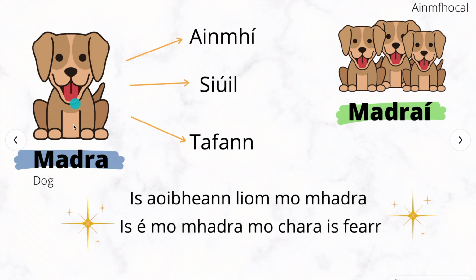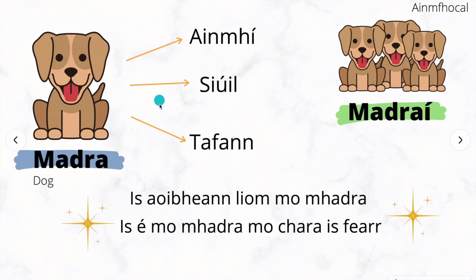So if we look here, I've picked the word dog, as you can see here, and I've included visual imagery, the picture, the actual word madra. This is all in Irish, by the way, in case you didn't know that. I included the word madra. Madra is a masculine noun, so I put blue in the background. Don't hate me for gender stereotypes, but that'll help me remember that madra is a masculine noun.